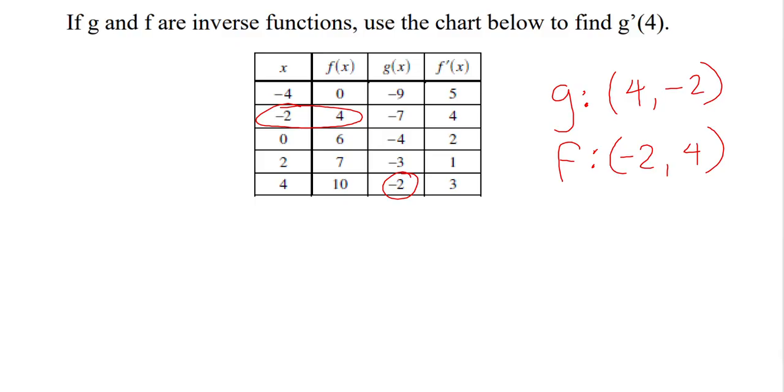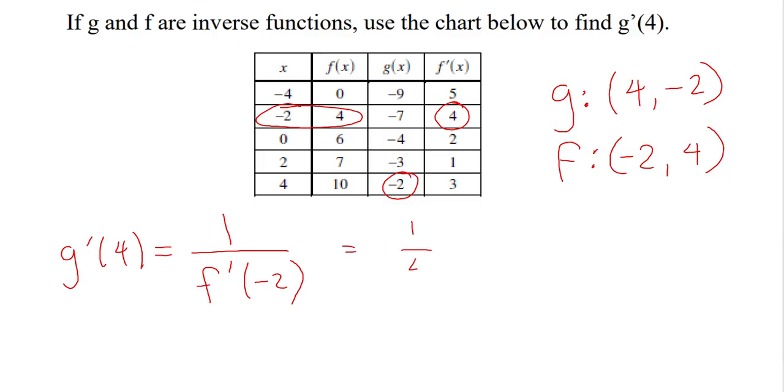So what this tells us then is that according to the inverse rule, g prime of 4 is equal to 1 over f prime of negative 2. So all we have to do is go in our chart, find f prime of negative 2, which is 4, and get an answer of 1 over 4.